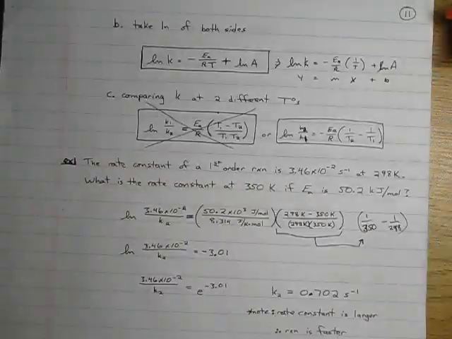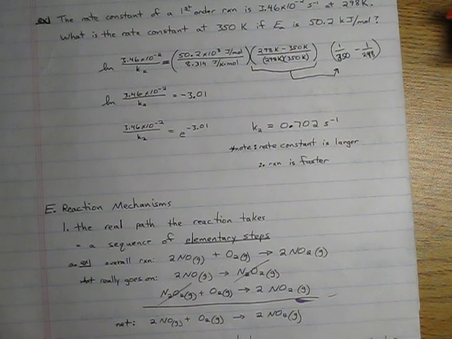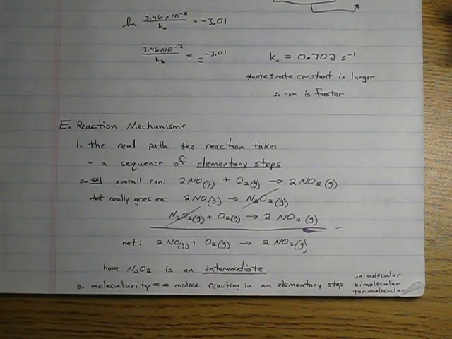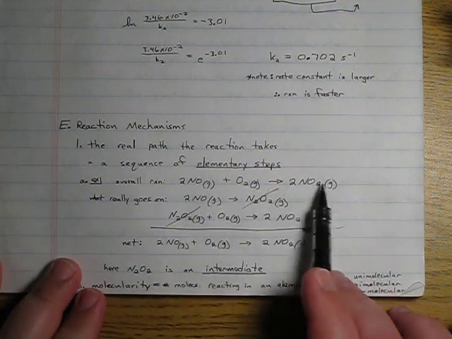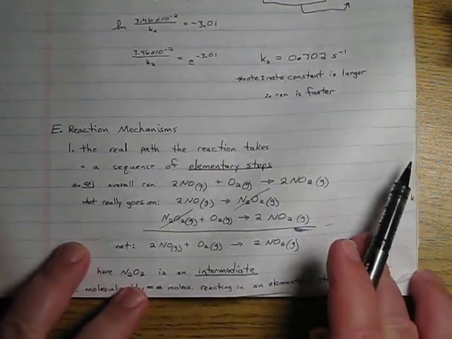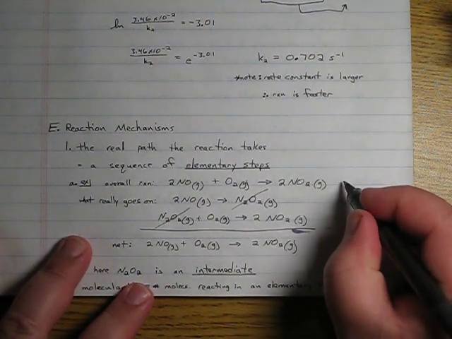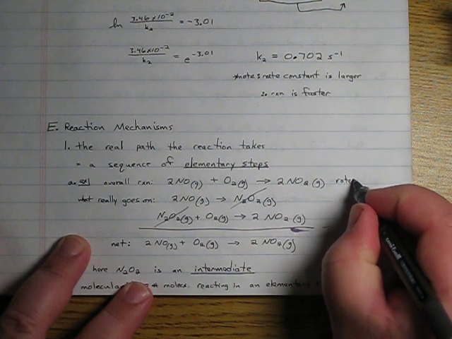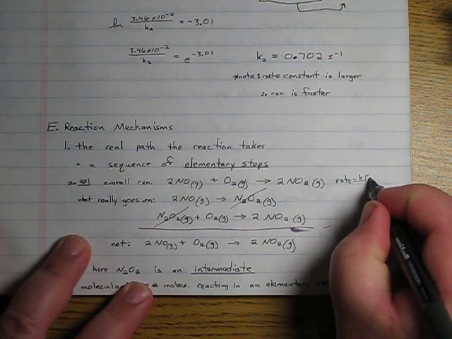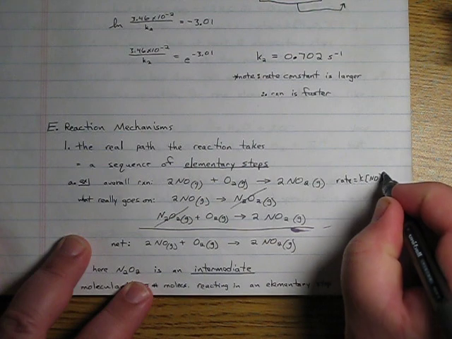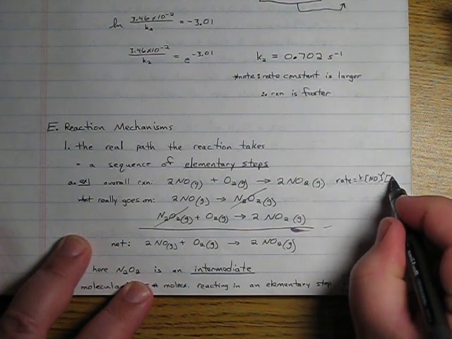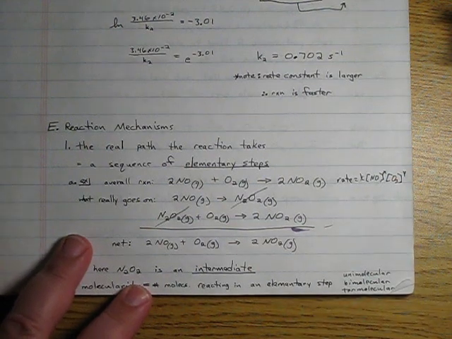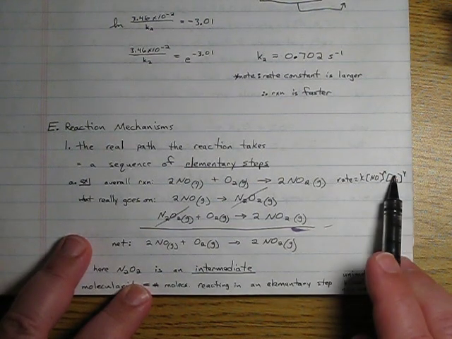For example, in our reaction down here, here's our overall reaction right here. This is the overall reaction, so we do not know what the rate law is, but we know the form of the rate law. The form of the rate law is rate equals K times the concentration of NO to some power X times the concentration of O2 to some power Y. We know the form of the rate law, but we don't know what this X and Y are.